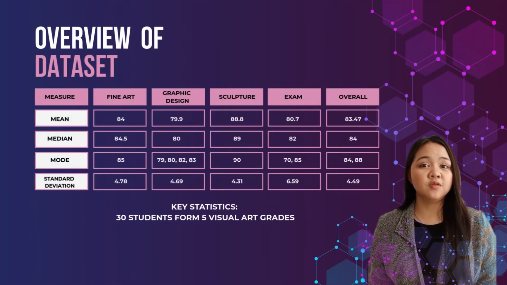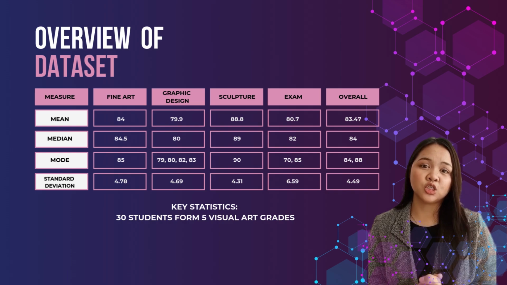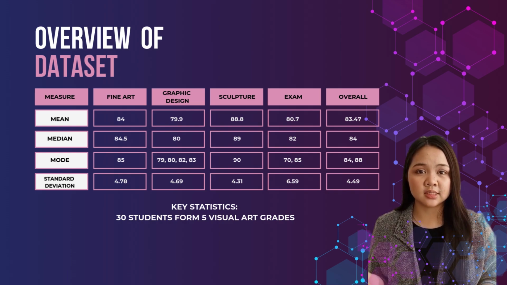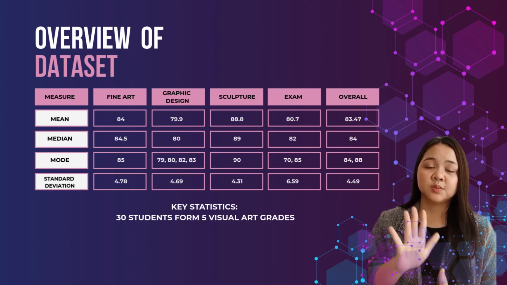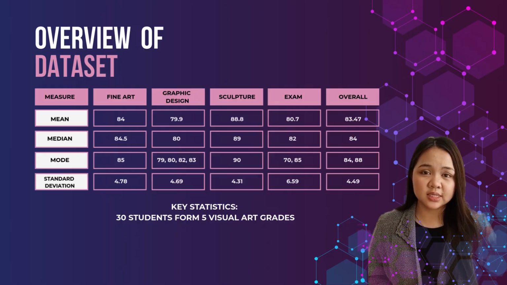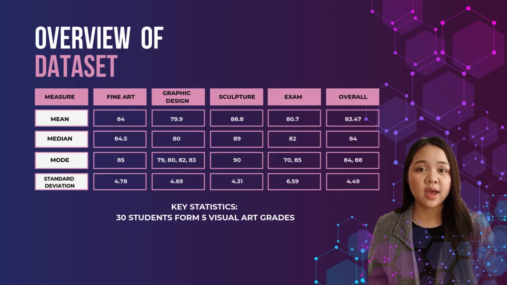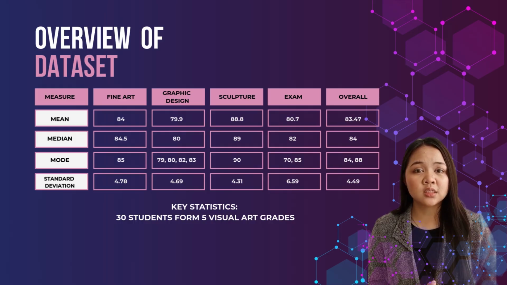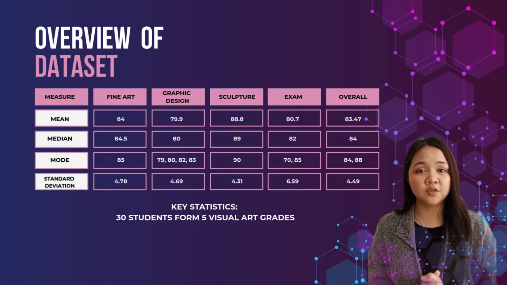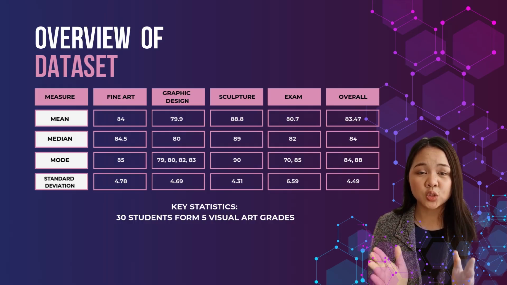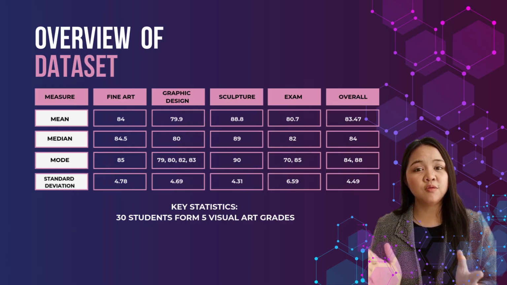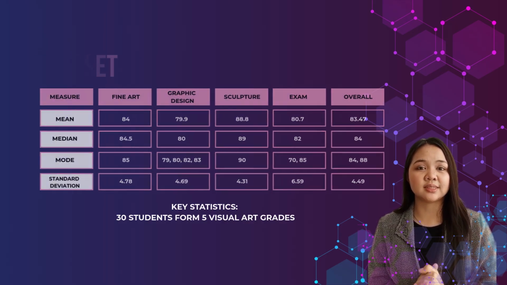This is the overview of the dataset. I will explain the structure of the dataset used in the analysis. The dataset consists of 5 assessment components, which is fine art, graphic design, sculpture, exam grade, and the overall grade for each student. Altogether, the dataset allows us to observe not only individual achievements in each component, but also the overall performance pattern of Form 5 students in visual arts subjects.